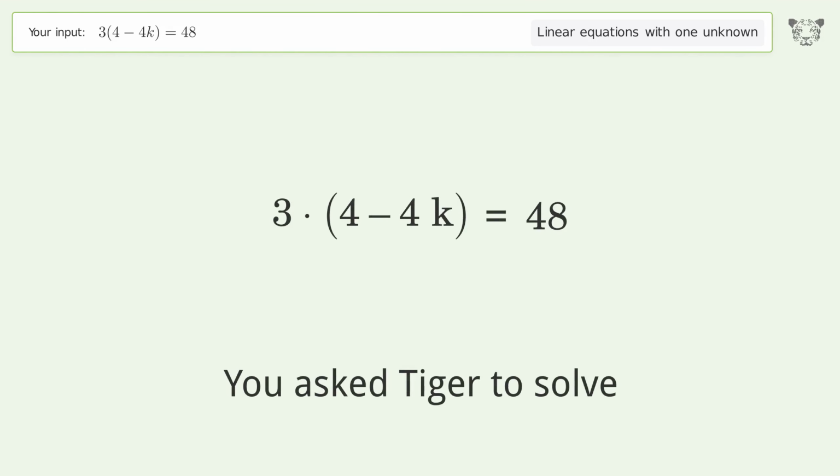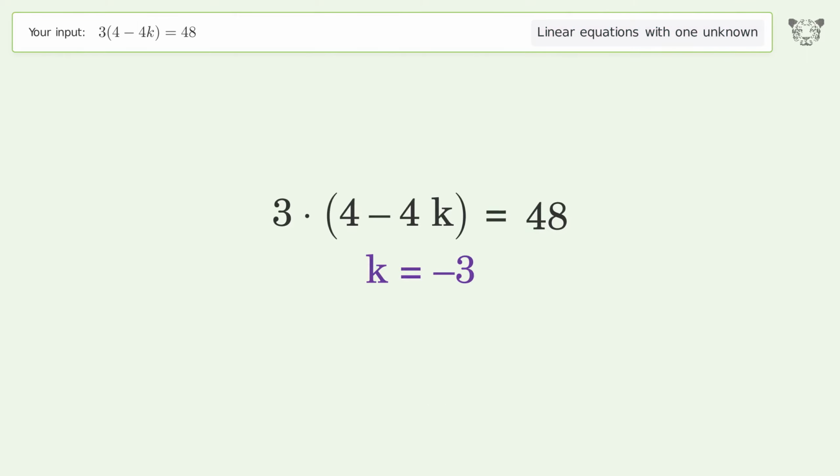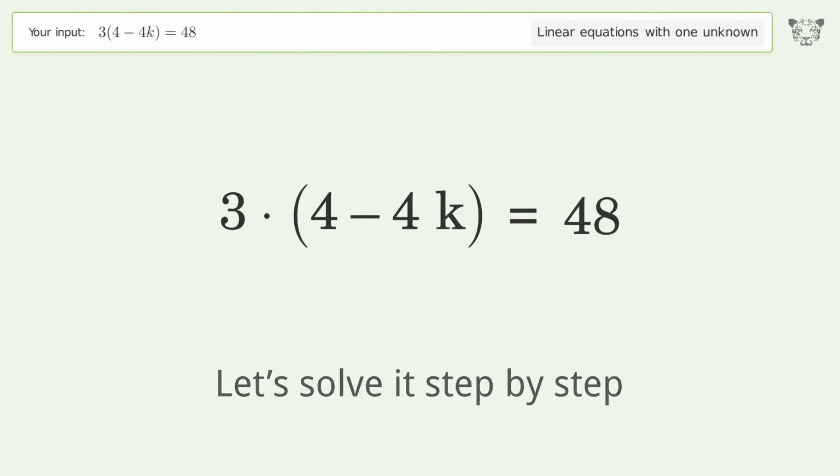You ask Tiger to solve this. This deals with linear equations with one unknown. The final result is k equals -3. Let's solve it step by step.